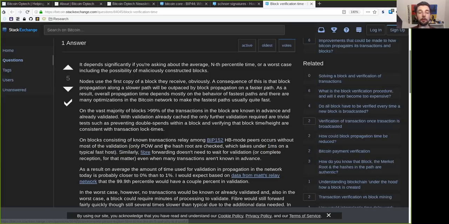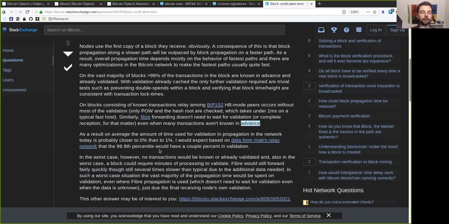Similarly, FIBRE forwarding does not need to wait for validation or complete reception for that matter, even when many transactions are not known in advance. As a result, on average, the amount of time used for validation in propagation in the network today is probably closer to 0 than to 1%. I would expect, based on the data from Matt's relay network, that would be the FIBRE network, that the 99.9th percentile would have a couple percent in validation.